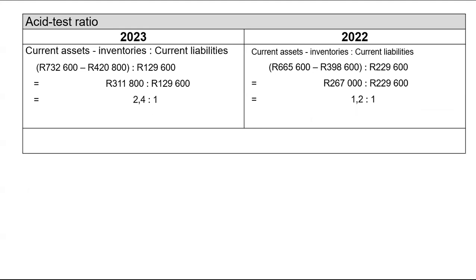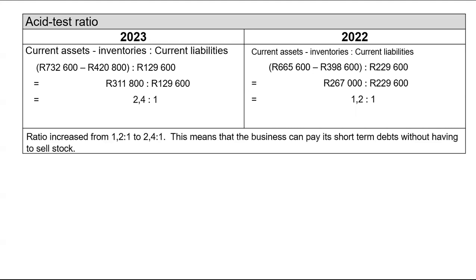So it's not solely because of inventory that our current ratio was higher for this year than last year. It is because of other current assets. Because when you look at the jump of the acid test ratio, this is where you calculate the current ratio without inventories. It's still twice last year's. And that is quite a lot. Okay. The ratio increased from 1.2 is to 1 to 2.4 is to 1. This means the business can pay its short-term debts without having to sell stock.